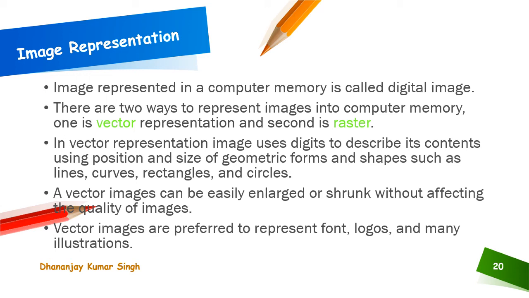Vector uses digits to describe its components, and these kinds of images are represented using this method: lines, curves, rectangles and circles. A vector image can be easily enlarged or shrunk without affecting the quality of the image. It means when we enlarge an image stored in the vector format, it will look clear and doesn't blur, even when we are making it large or shrinking it. Vector images are preferred to represent fonts, logos and many illustrations.